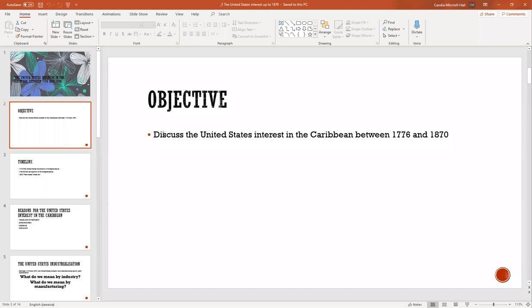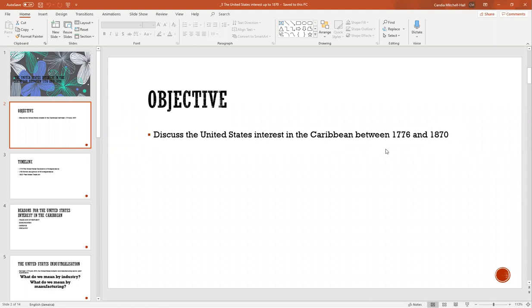That is how they ask the question. If you look on your 2013 past paper, if you have your past paper with you, you will see one of the questions, which is the exact same thing. Discuss the United States' interest in the Caribbean between 1776 and 1870.